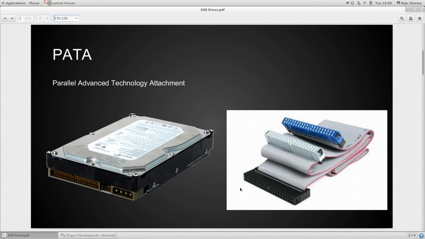So before we go for the best SSD drive or any drive, we can just go back and see what types of drives are available. If you remember these thick cables, these drives are basically called PATA drives, and PATA stands for parallel advanced technology attachment. This was a relatively very slow drive, with a maximum transfer rate of around 15 to 20 Mbps.